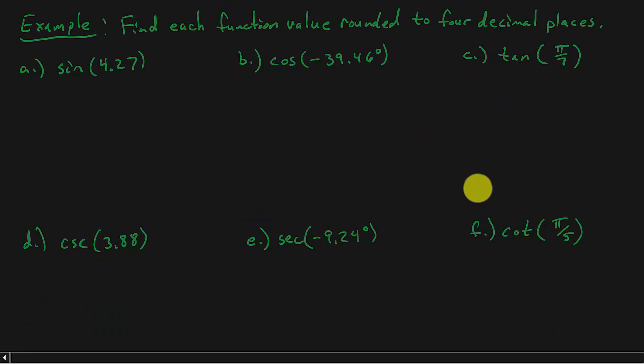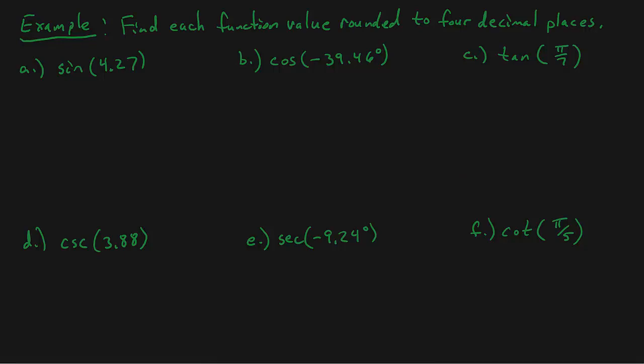Let's look at this. Find each function value rounded to 4 decimal places. All right, so we got sine of 4.27. So punch that into your calculator. Okay, so here's where you can interact with the video. Now pause the video, punch all those in, see if you get the right answer.